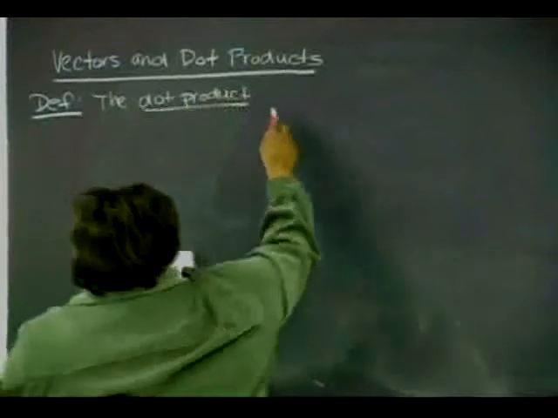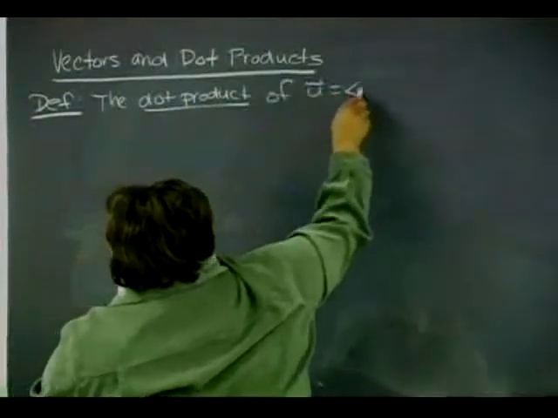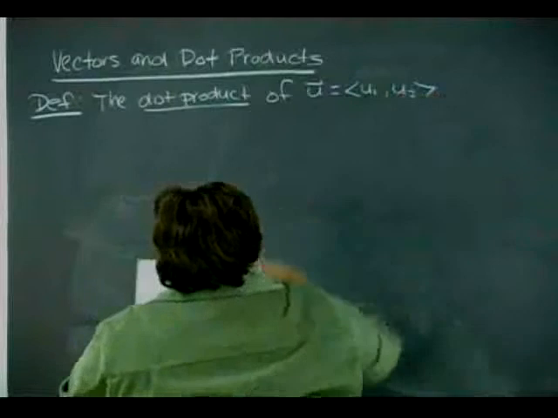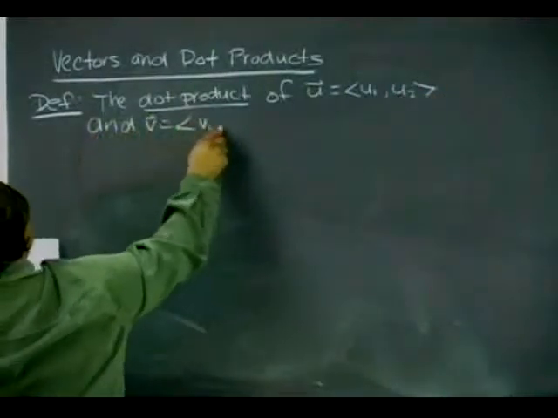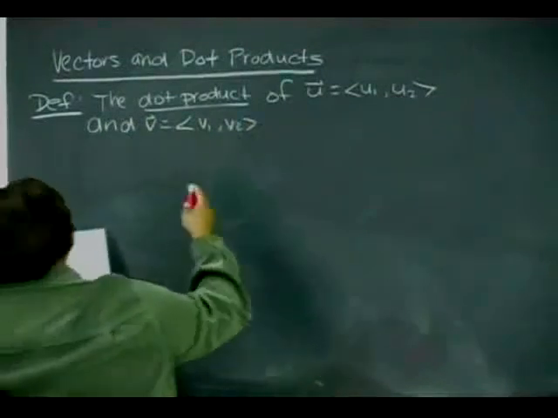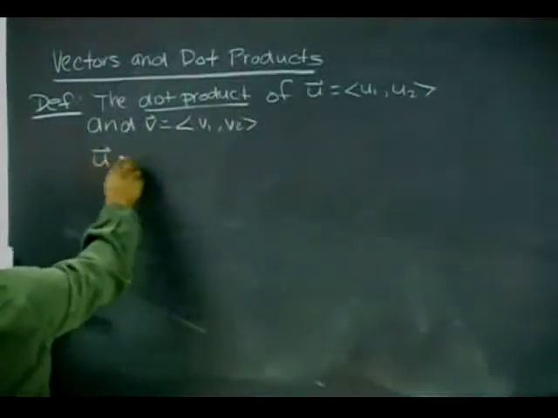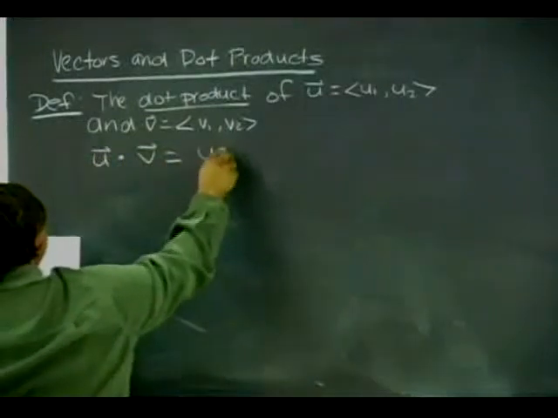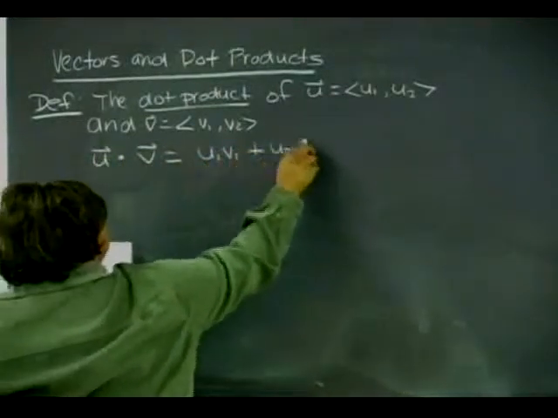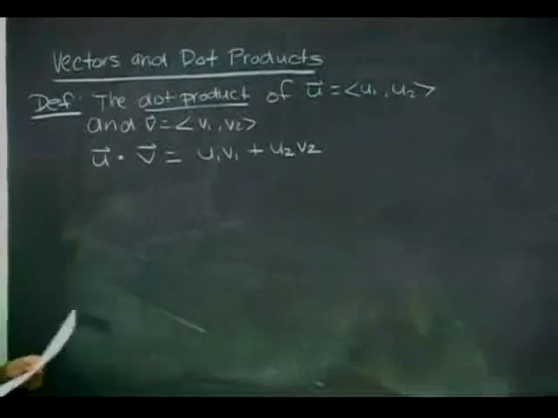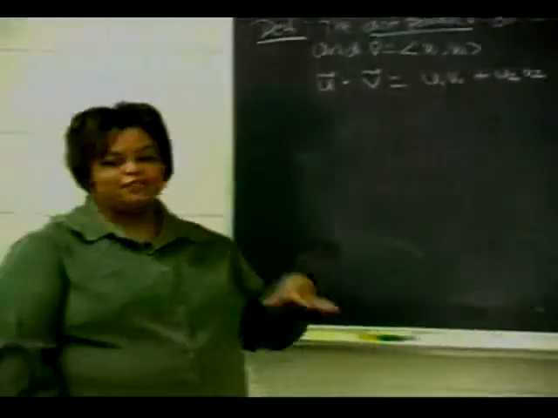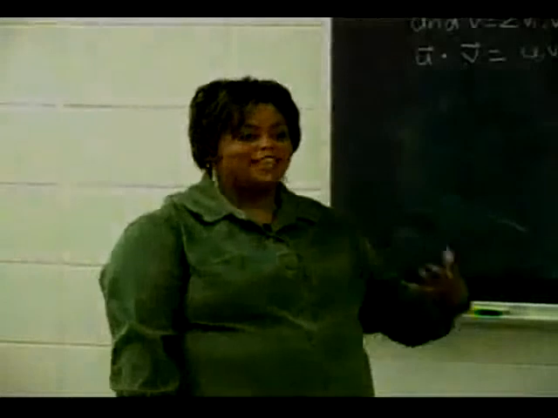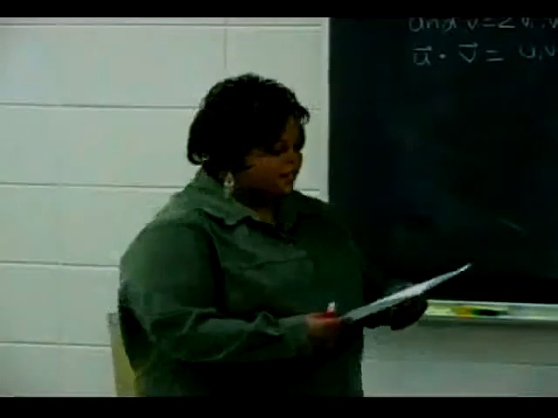The dot product of the vector u in component form, u1, u2, and v in component form, v1, v2, is given by u dot v is u1 times v1 plus u2 times v2. So we multiply the corresponding components and we take their sum. Notice that taking the dot product does not result in a vector, but it results in a scalar, or just a real number, okay? That is the dot product.